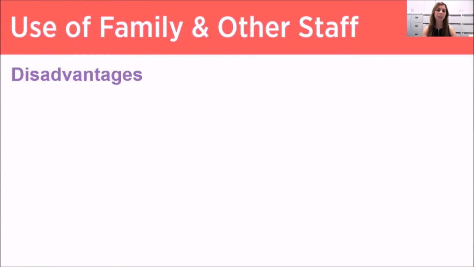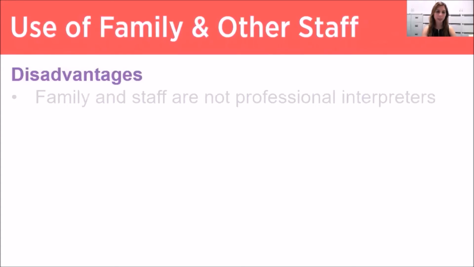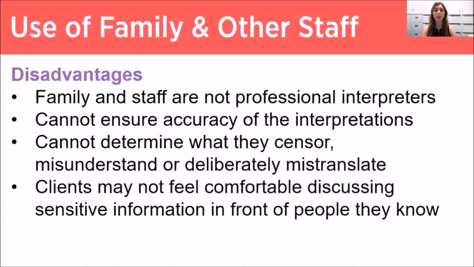There are disadvantages to the use of family and other staff members who may be from the same culture or speak the language of the client or patient. These would be that the family and staff are not professional interpreters and they are not registered with the appropriate boards. They cannot ensure the accuracy of these interpretations. And you can't determine what they censor, misunderstand, or deliberately mistranslate to your client. Sometimes clients may not feel comfortable discussing sensitive information in front of people they know, and so a lot of information might get lost in this instance.